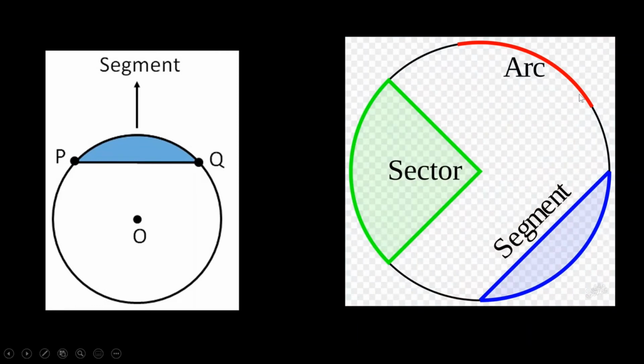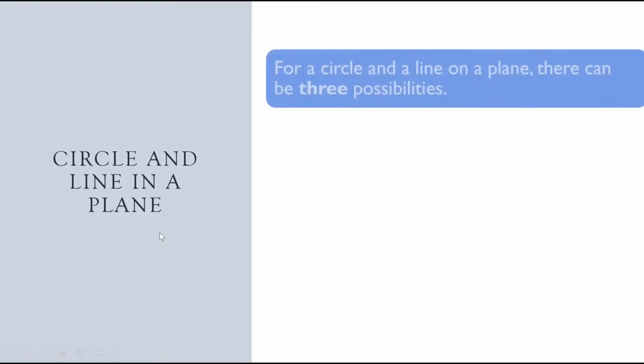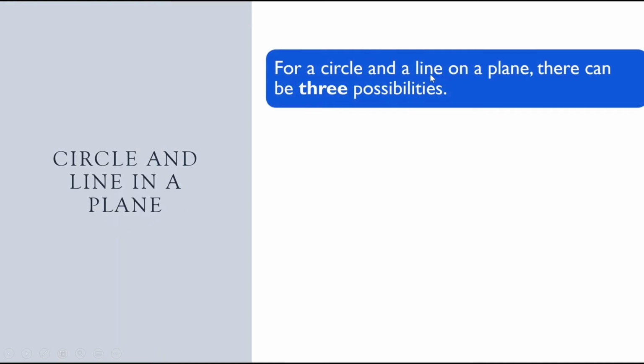Just a revision: you can see in this picture the area which includes the 2 radii and an arc forms a sector. The area of the circle which includes a chord and the arc of a circle, we call a segment. Now let's learn about a circle and a line in a plane. For a circle and a line on a plane, there can be 3 possibilities. Let's explore what they are.